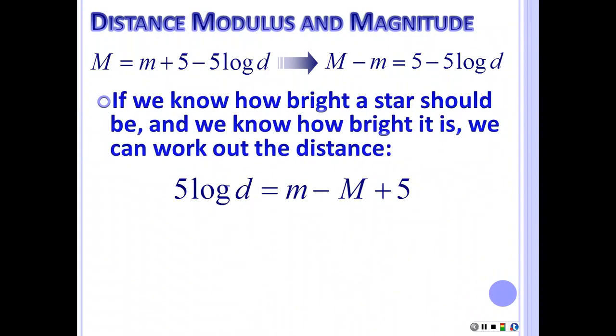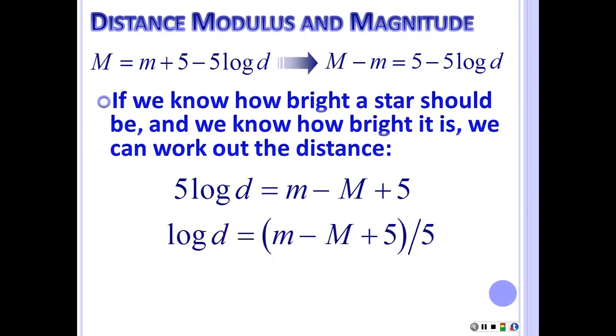So I'm just going to rearrange this also so you can see how this works. So I've just rearranged it so d is on one side, divide by 5, and then up to the power of 10. So if you've got the apparent magnitude and the absolute magnitude, then you get the actual distance in parsecs.